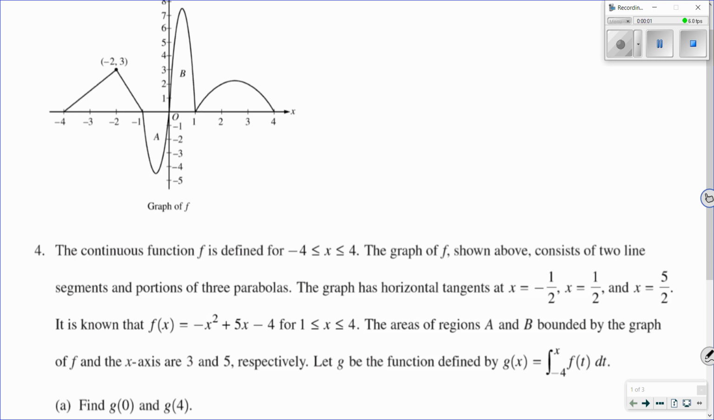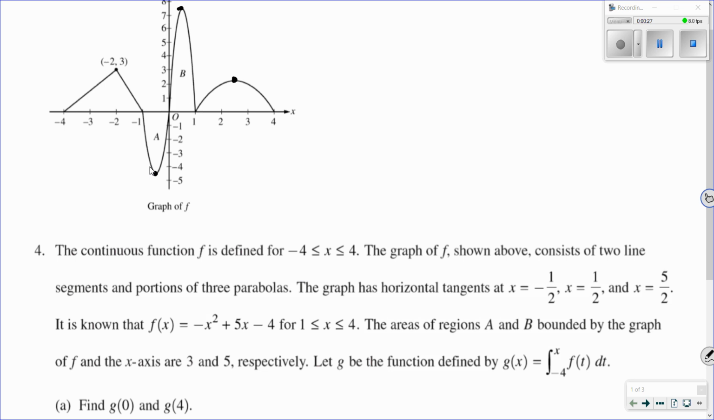All right, I thought I'd run through this Mach 4 test. This is number 4, the very first problem off there. So it tells us the function f above it, that's graphed up there, is continuous from -4 to 4. We have those 2 line segments and then 3 parabolas. It does tell us there's a horizontal tangent at x equals -1/2, so right there, at x equals positive 1/2 right there, and at x equals 5/2, which is right there.